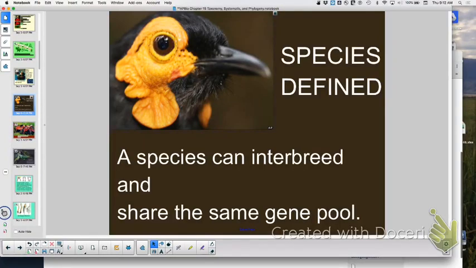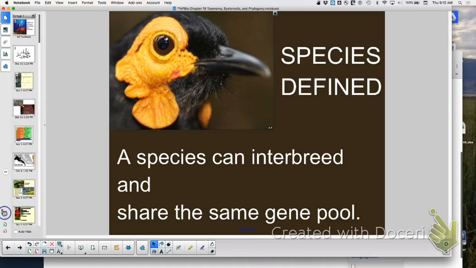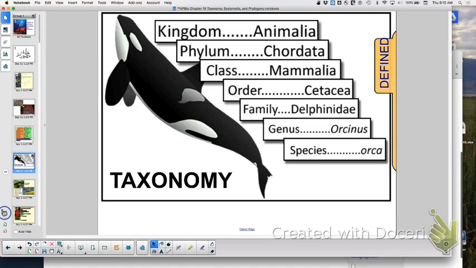Hi, this is Miss Litton, and this is Chapter 19, Taxonomy, Systematics, and Phylogeny, and this is a continuation from last class. So just a couple things to remember on classification is we reviewed this already at the start, is the categories. So let's say them together.